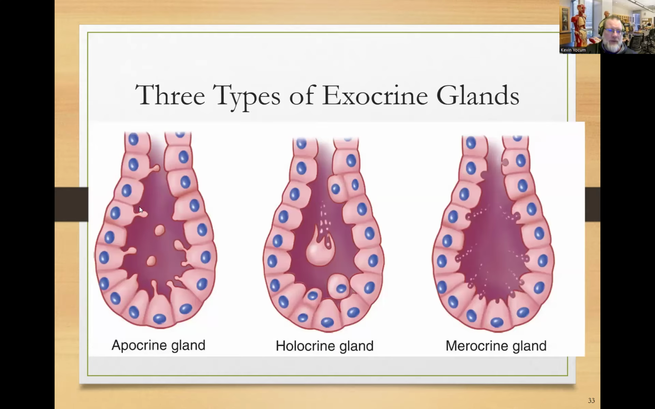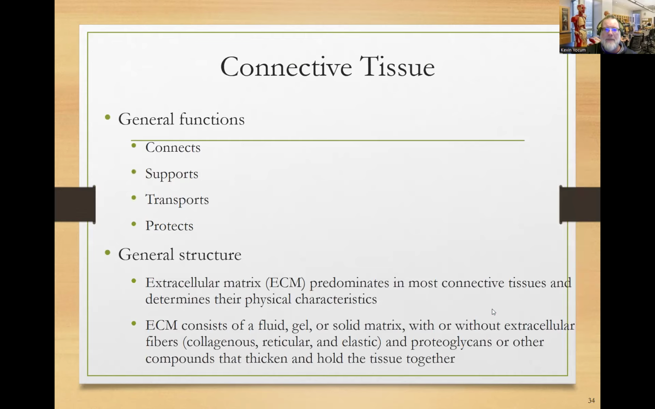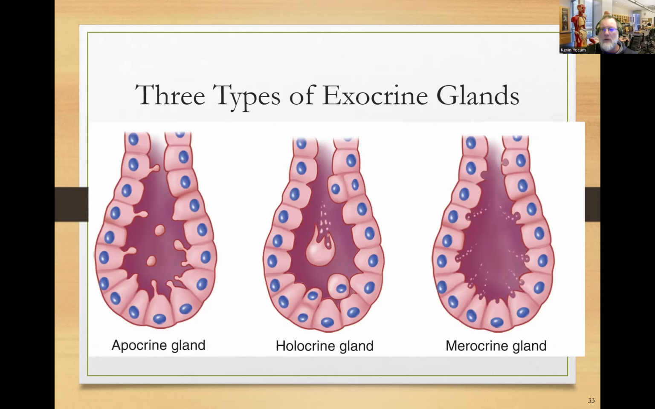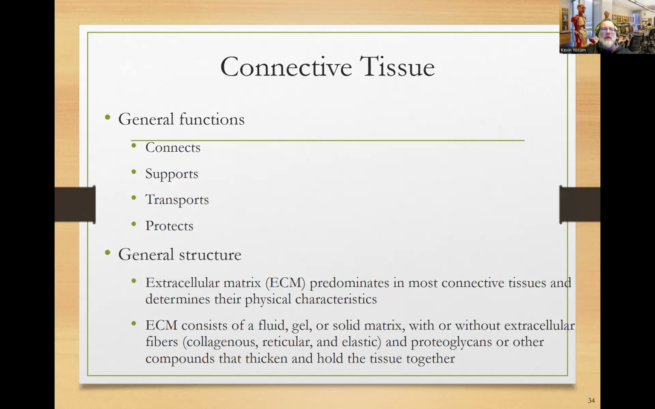So apocrine, here's the cell. The apex of the cell pinches off the substance. Holocrine, just the cell itself dies, and as it dies, it releases its substance. Merocrine are just constantly releasing items. All right. Again, those are more side notes than anything. It's really important to know endocrine versus exocrine right now. Okay, so that's it for epithelium.